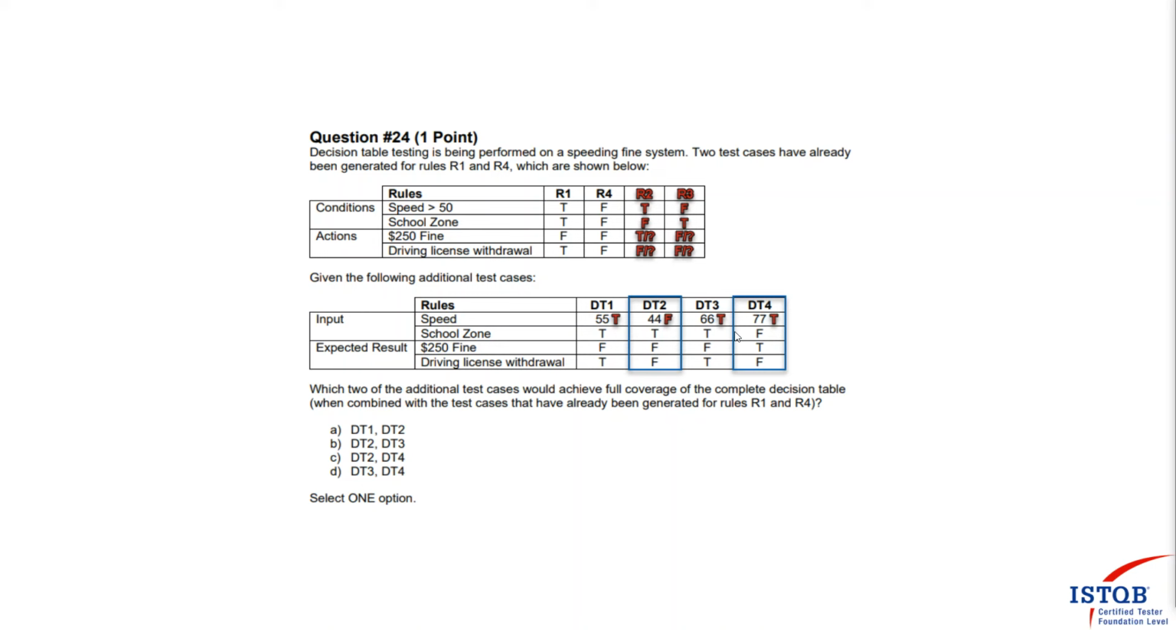DT4 scenario, speed exceeds 50 km per hour is true and school zone is false. This test case is mapped to our test case R2, which means that test case DT4 can be added to the original scope. It means that we need to add 2 test cases, DT2 and DT4. And answer C is a correct answer. This is an easy question, let's move on to the next one.